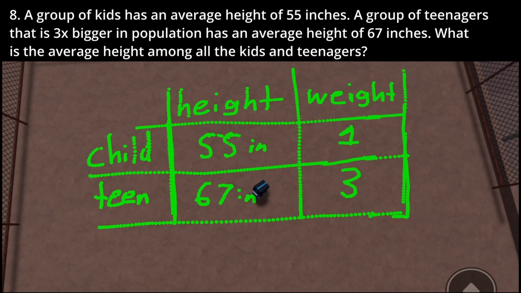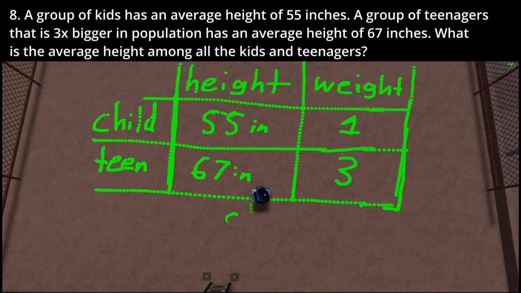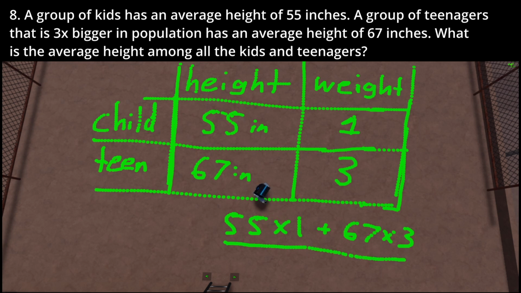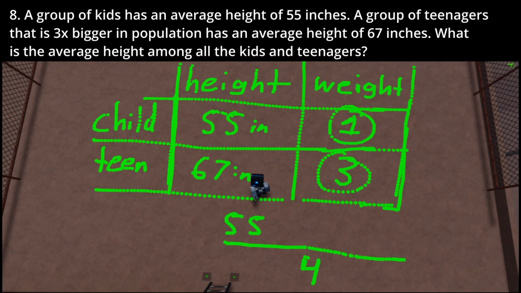So let's do that. I'm going to move down here. And all we need to do is 55 times 1 plus 67 times 3. Because there are 3 times as many teenagers, hence we put it times 3. And then we just divide that by the total amount of weight there is. Here is just 3 and 1. So 3 plus 1 is just 4. And then now we can just compute this expression. 55 times 1 is just 55. And then 67 times 3, that's just 201. And then 55 plus 201 is 256.